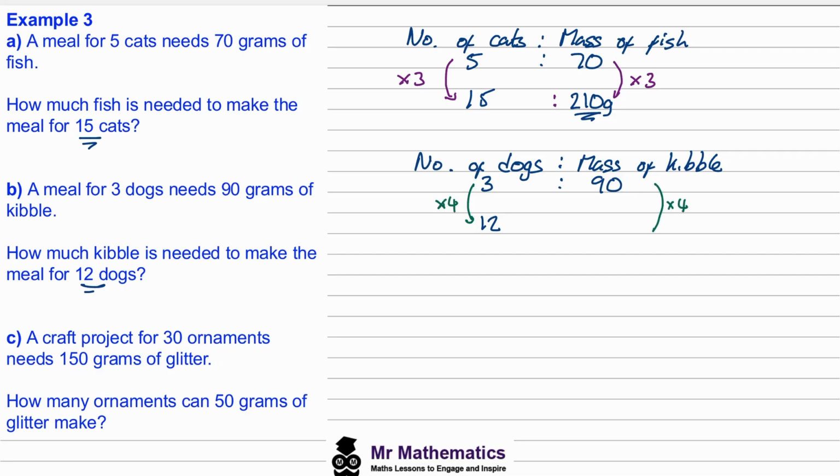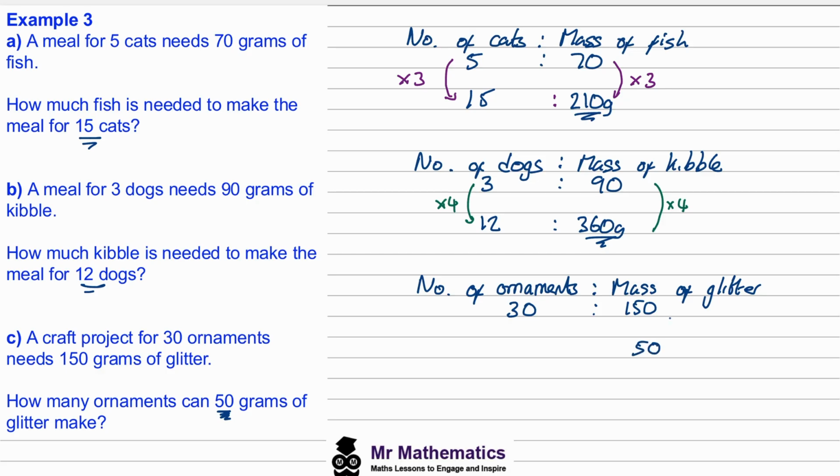And then we'll get 90 times 4, which will give us 360 grams of kibble. And then for part C, we've got a craft project for 30 ornaments, needs 150 grams of glitter. So we've got the number of ornaments to the mass of glitter, and 30 ornaments to 150 grams. We want to work out the number for 50 grams, so that will go on the right hand side.